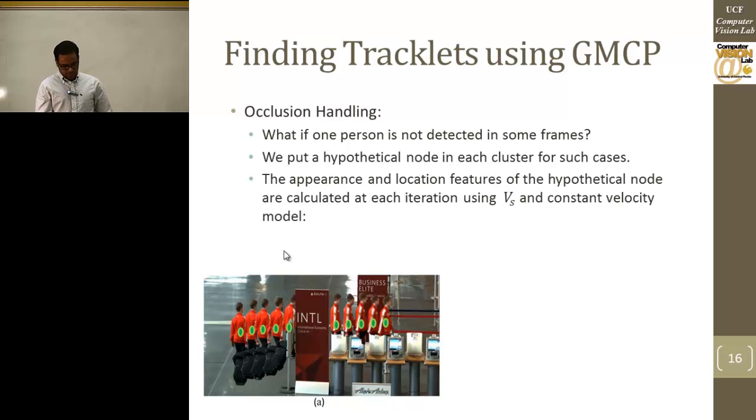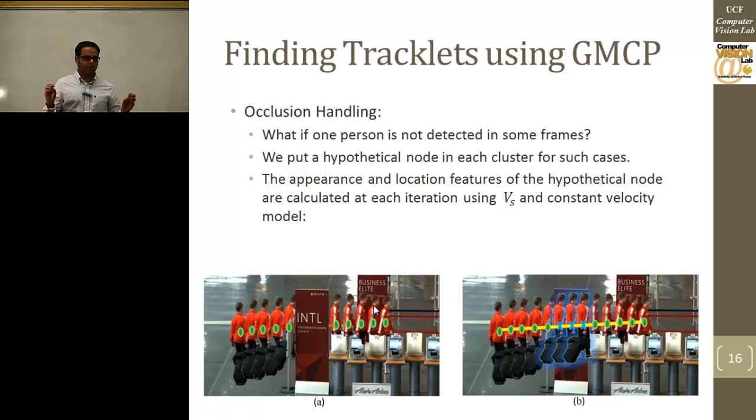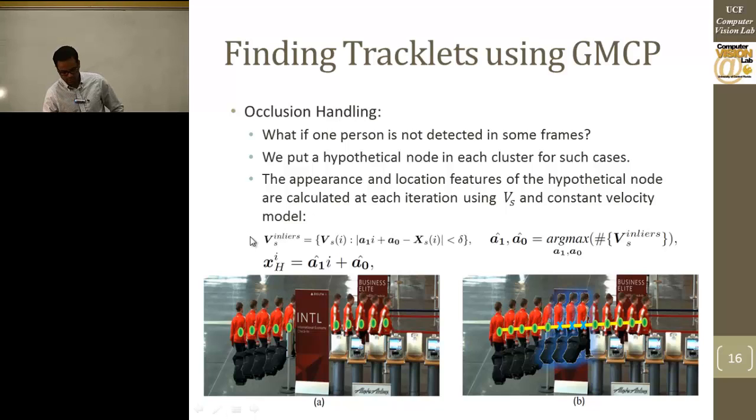The way we define these hypothetical nodes is that I should add that solving GMCP is an iterative process, so at each iteration we have one feasible solution. Using that feasible solution, for instance the one I'm showing here, using RANSAC we fit a model to the spatial location of the detections in that feasible solution, and we identify inliers and outliers. Using the model that RANSAC finds, we predict the location of missing detections. Like I said, using RANSAC we find the inliers and the parameters of the model which maximize the number of inliers, and we predict the hypothetical location using the model that we found.